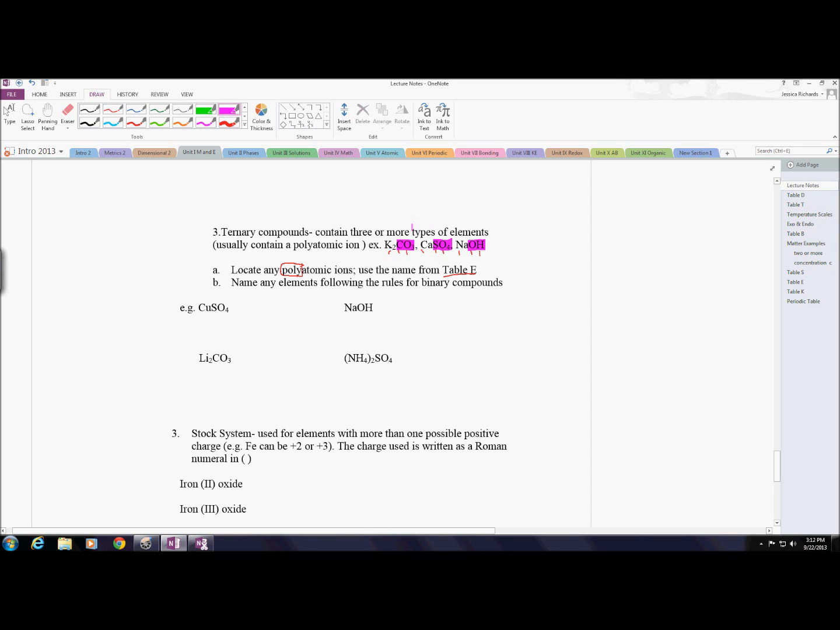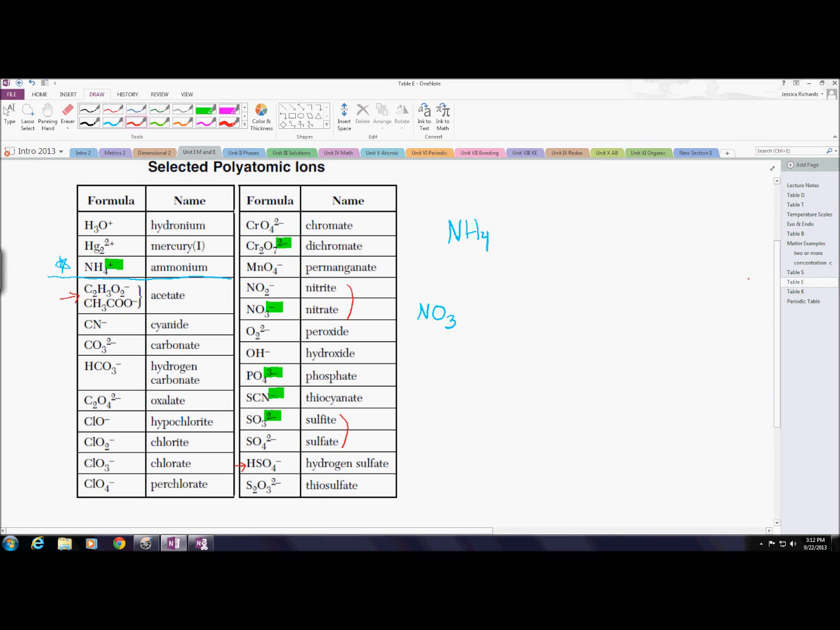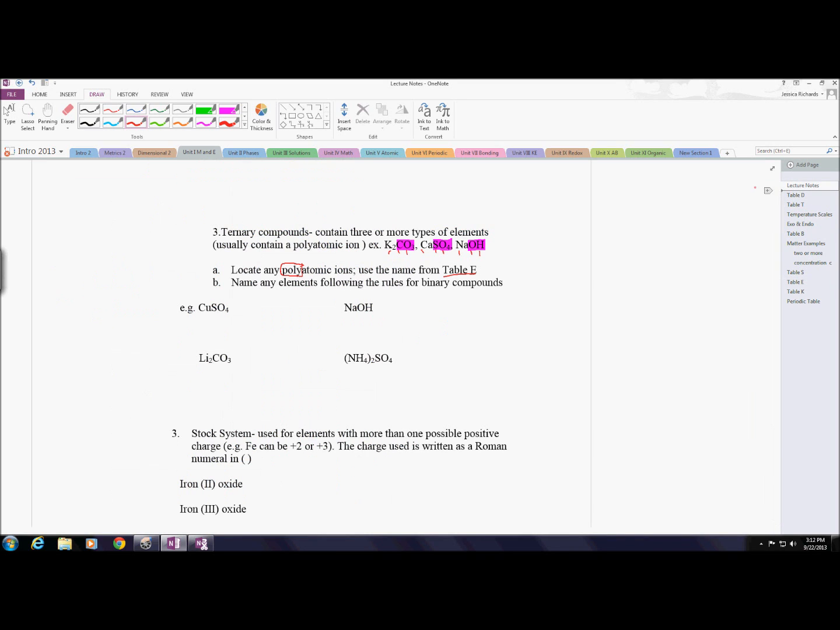Wherever you find a polyatomic ion, you use the name from table E. So this ending is going to be called carbonate. This ending will be sulfate. This ending will be hydroxide, because those are the names that we found here on table E. The rest of the naming is just like the binary compounds. So this first part is positive. So I look up his name on table S. A capital K is potassium. So that's going to be potassium carbonate.